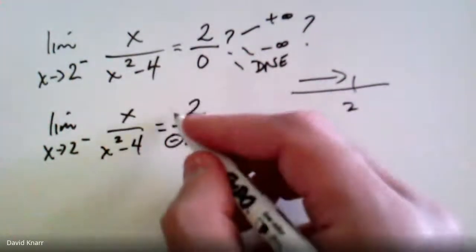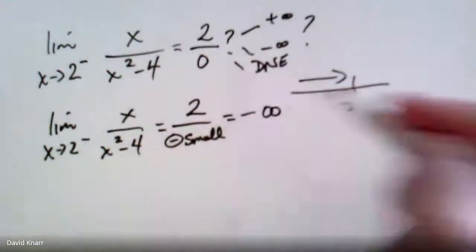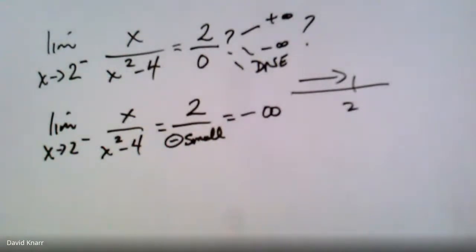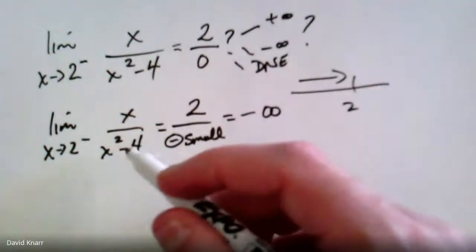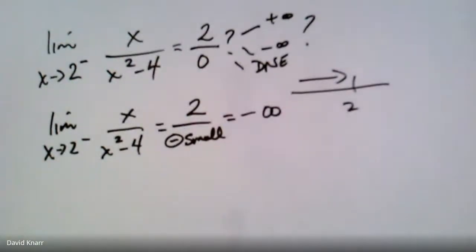So 2, positive 2 over a negative number is a negative. 2 over something really small is really big. So the result is negative infinity. Okay, so some of these are not necessarily obvious. You got to do a little analysis to try to figure out what happens to them.